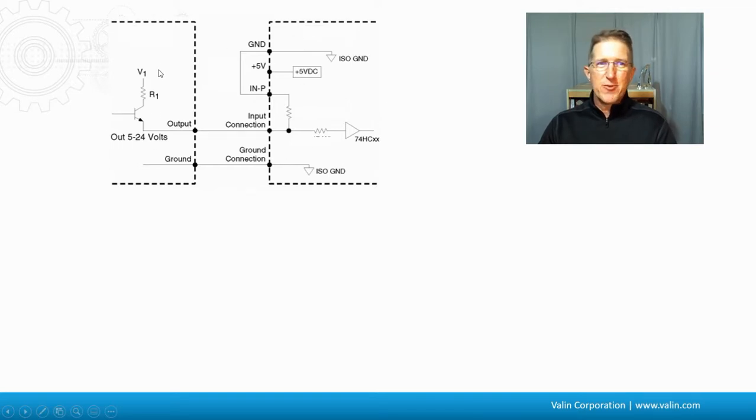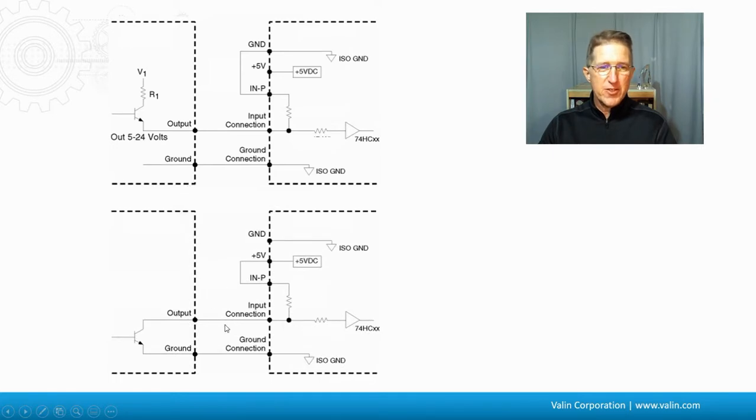So here is a controller on the right and some device. It could be a sensor or some other device that has an output. You can see here that this device has a voltage that ranges from 5 to 24 volts. It goes into the PLC, the controller here, and sinks it to ground. Well, what happens if this device actually pulls it to ground? So you can see this device is pulling it to ground here.